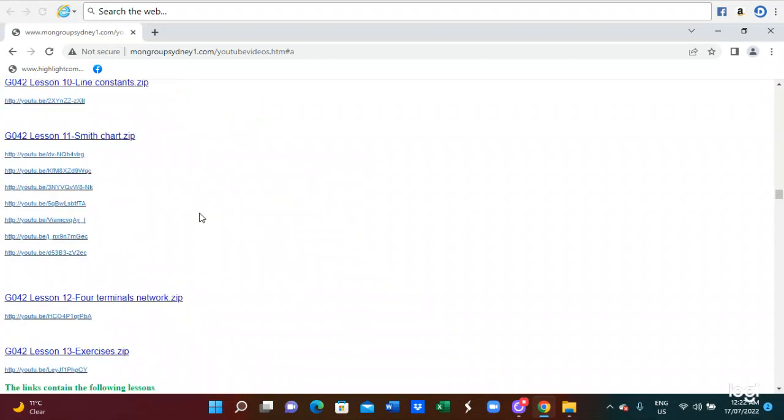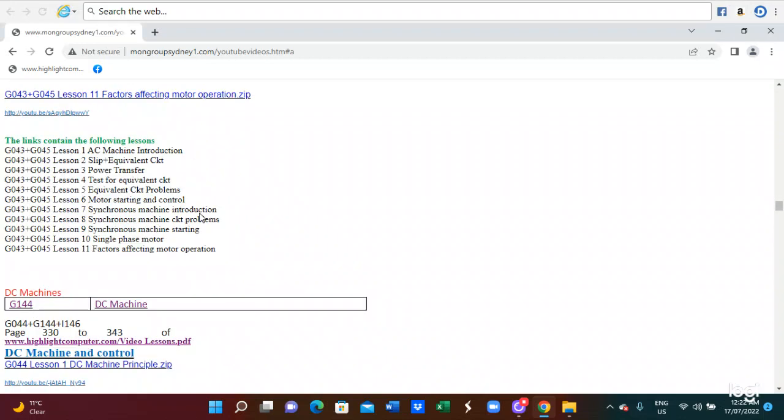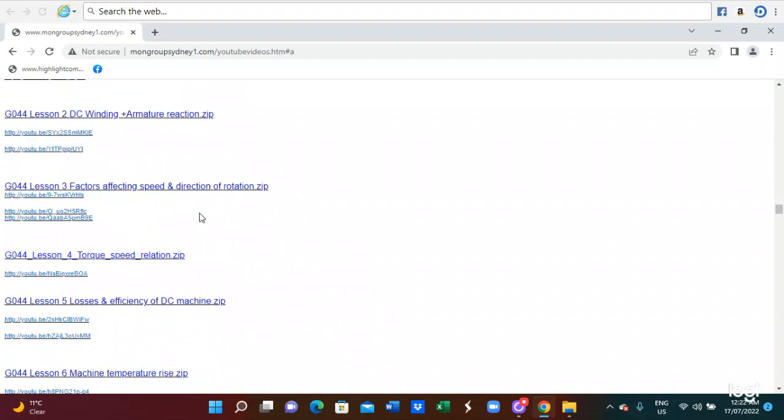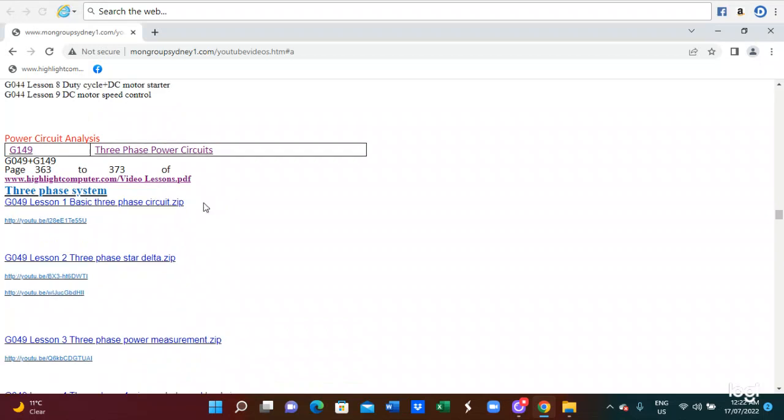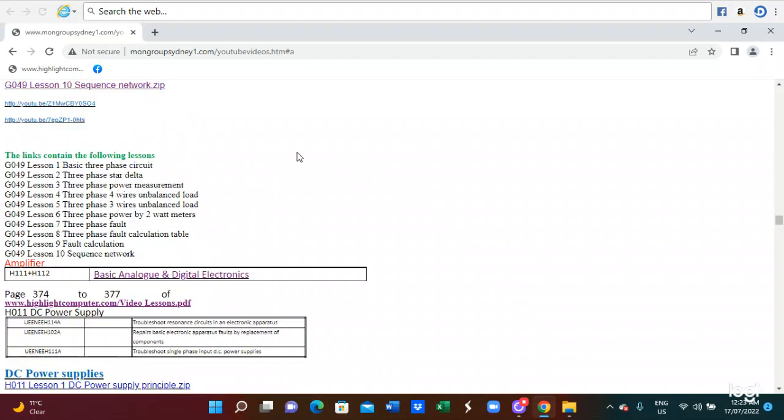After you finish that, you have to see another one. You have to do G149. G149 is a three-phase power circuit. There is a video lesson. You read pages 363 to 373, and you can also look at this YouTube video lesson, and then you have to do the exercise. So these are all the exercises you have to do for this week.